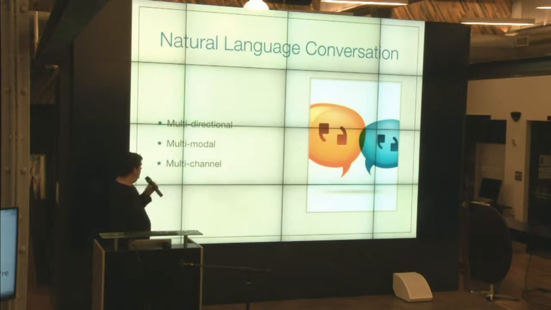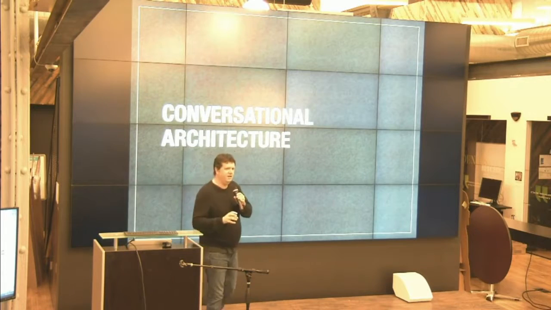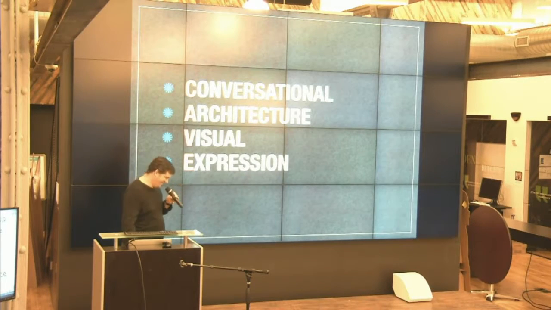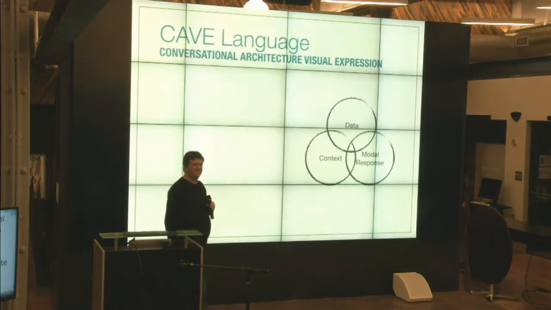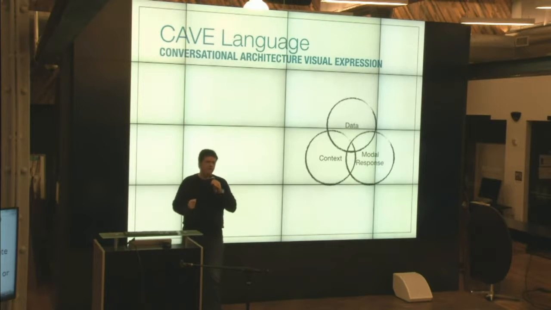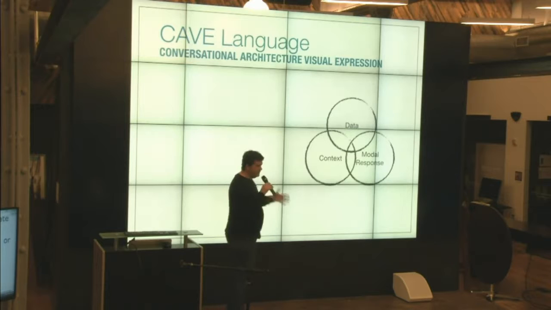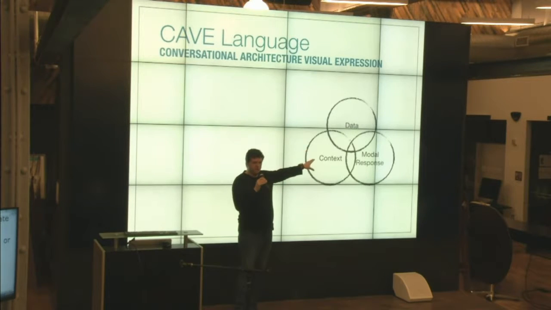So, given this, I'm going to say visual expression language, or CAVE language. And the idea is this is a visual design language for communicating about contextual applications. And basically, there were 3 areas of concern. I once had these as layers, but I realized things are not that clear.